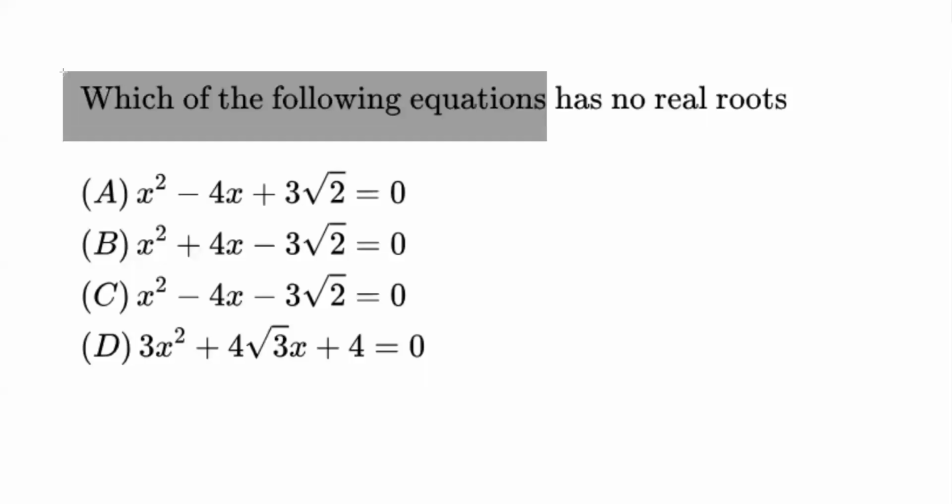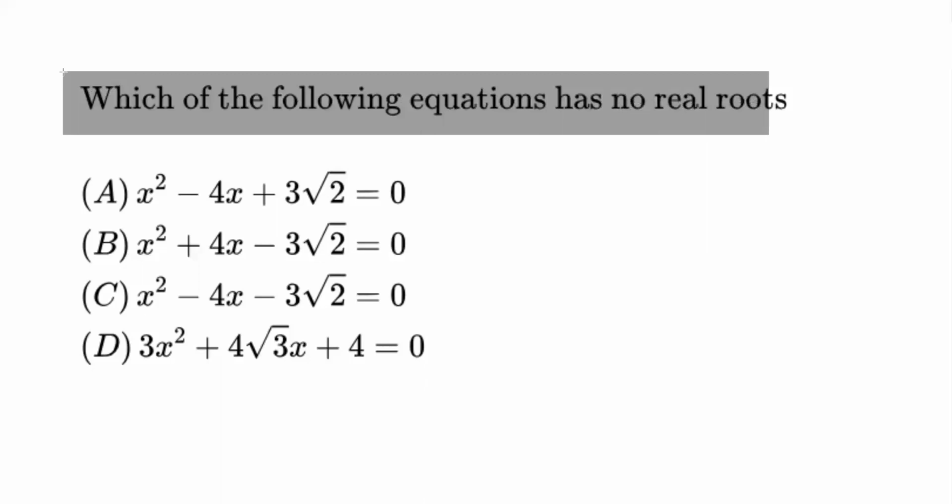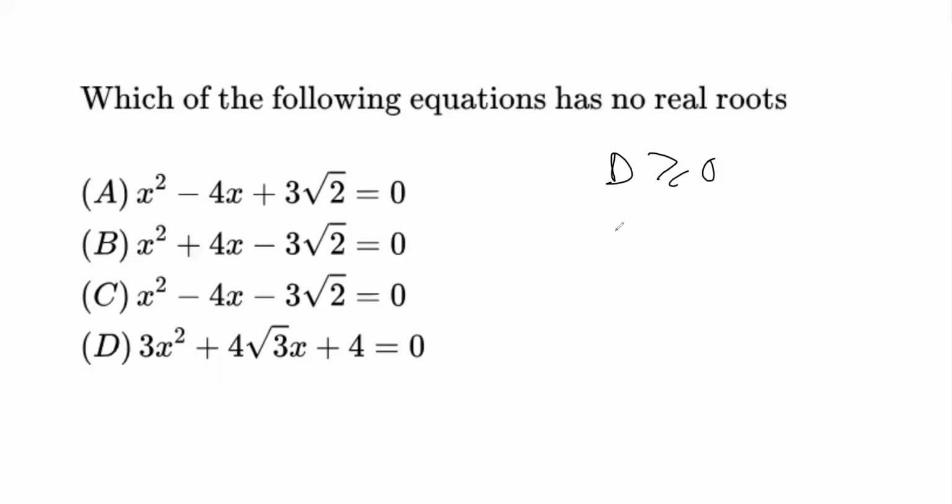In this question, we have to find out which of the following has no real roots. We should know that for real roots, D has to be greater than or equal to 0. And in case of no real roots, D has to be less than 0. D is what? B square minus 4ac. So we can replace D as b square minus 4ac has to be less than 0.